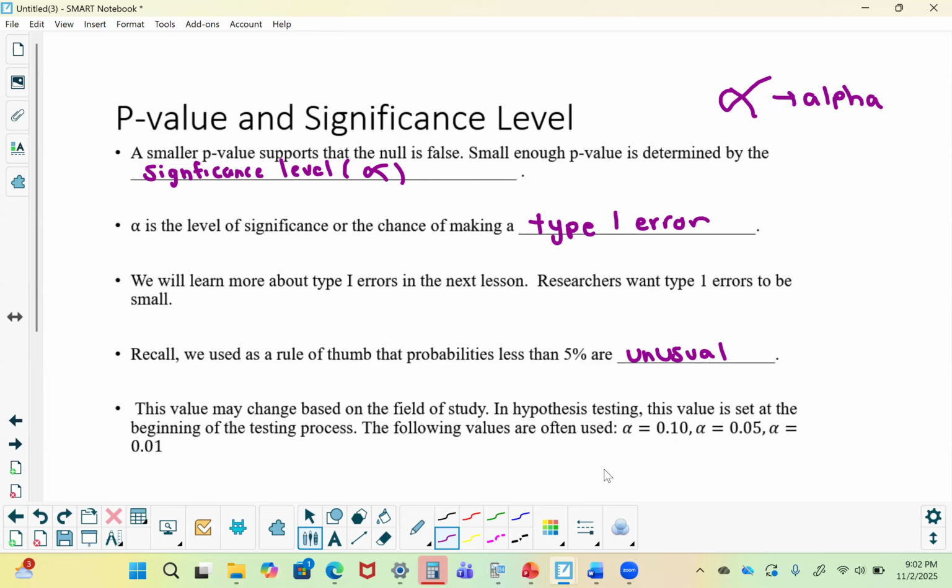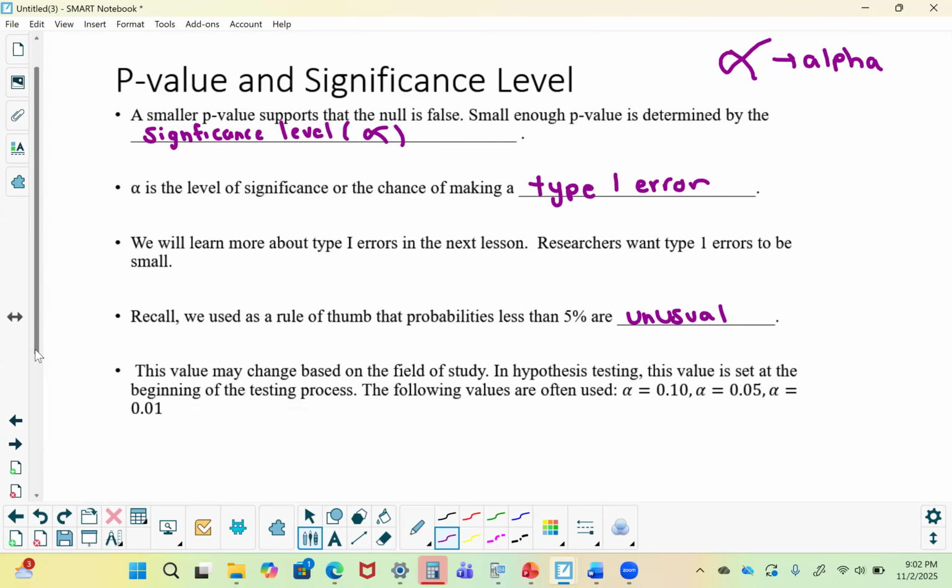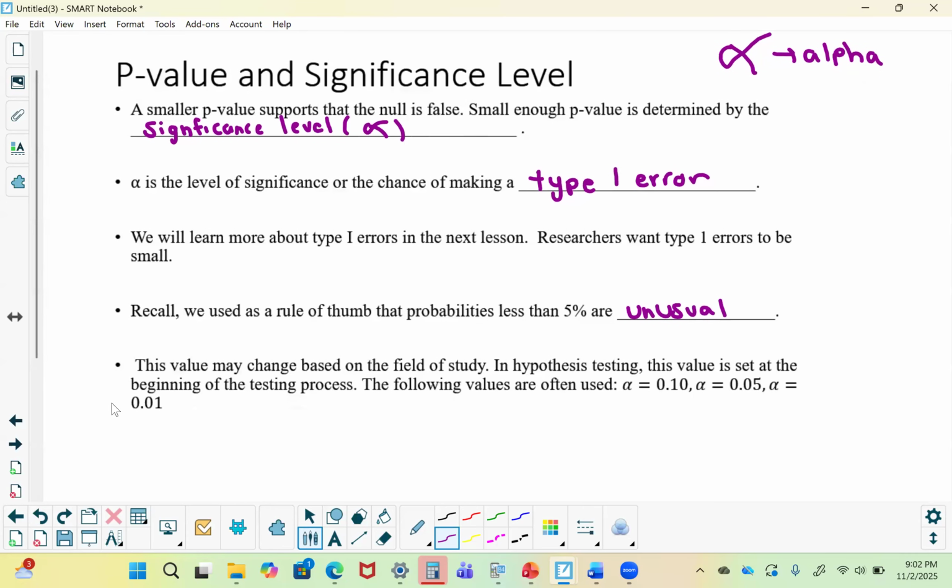If it's a big deal that we make an error, like it's going to drastically change the field, they might make the significance level 1% because they don't want any possibility of an error. If it's something that really doesn't matter, they might make it a 10% significance level, because if we made a change, it wouldn't be a ton of money or time. And so it's okay if it's a 10% significance level.